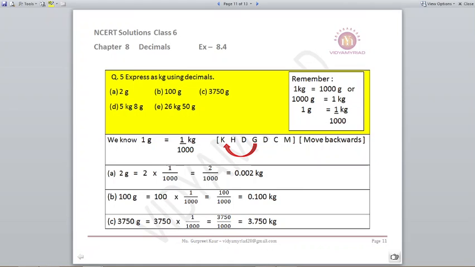3750 grams means 3750 upon 1000. Now there are 4 places in the numerator, but we need 3. So just count from your right and move towards your left 3 steps. So your decimal will come between 3 and 7. Answer is 3.750 kgs.